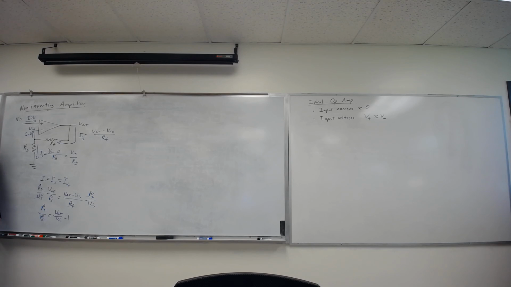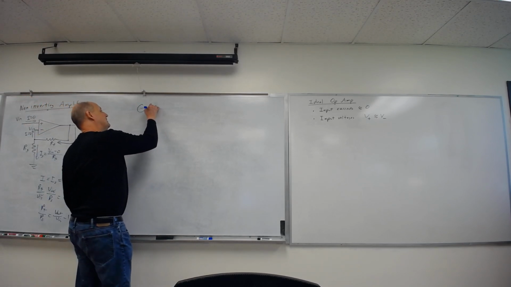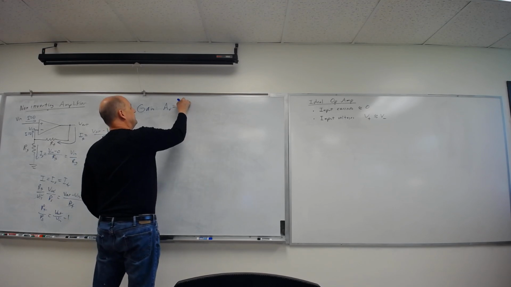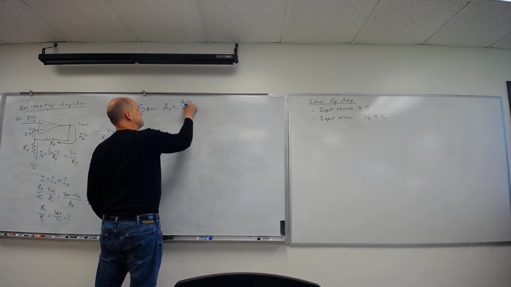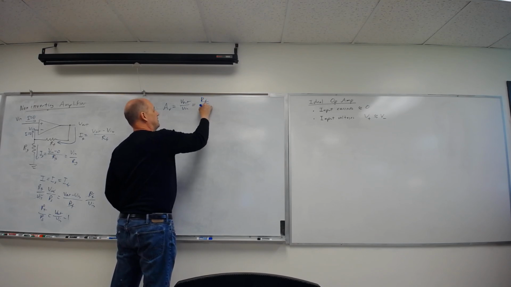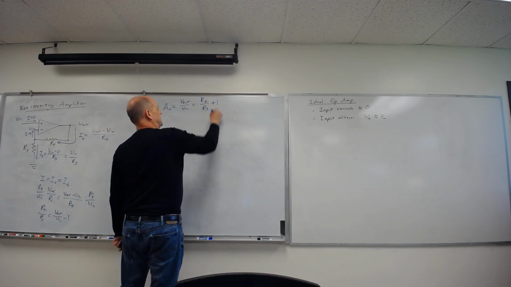I got too fast on that, right? So I'm going to divide by this, and it's V out over Vn, minus Vn over Vn, which is 1. So my gain is output over input, which is equal to the feedback over the ground resistor. Add 1 to both sides to get that over there, plus 1.